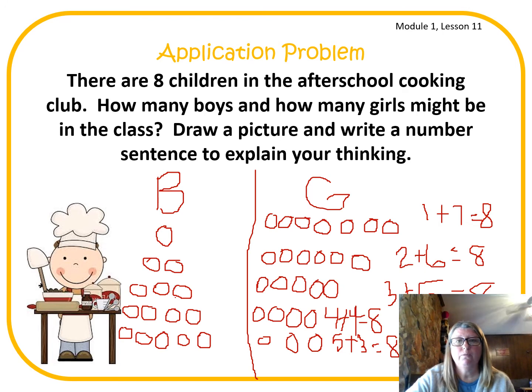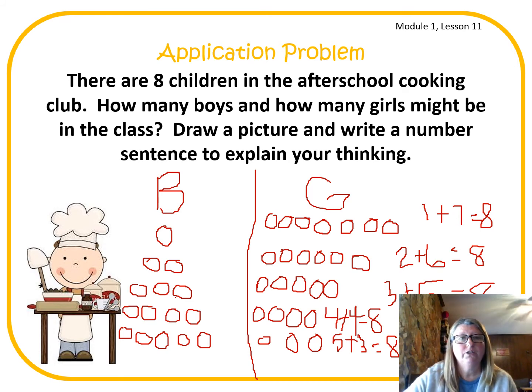Huh. Look up at the top. We had 3 plus 5 equals 8. And now we have 5 plus 3 equals 8. Do you remember what I called that? It's called a turnaround fact. We simply just took the numbers and turned them around.